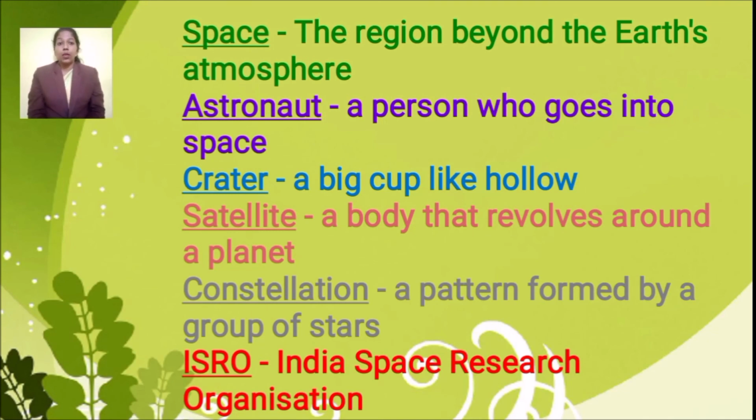Here you can see some important words and their meanings. First word is space, the region beyond the Earth's atmosphere. Astronaut, a person who goes into space. Crater, a big cup-like hollow. Satellite, a body that revolves around a planet. Constellation, a pattern formed by a group of stars. ISRO, Indian Space Research Organisation.